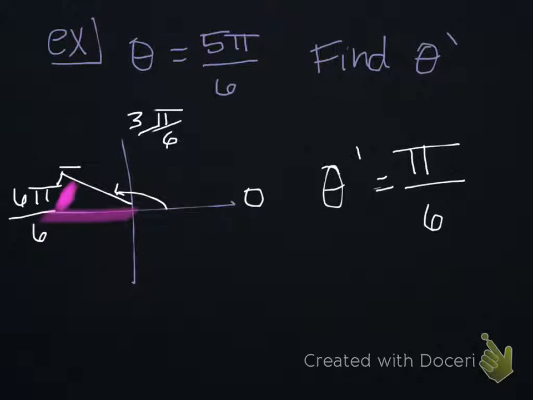Now again, you could use the formula. In quadrant 2, the formula says you do pi minus the angle. So we would have pi minus 5 pi over 6. We would change this to be 6 pi over 6, and then you subtract them and you get the 1 pi over 6.